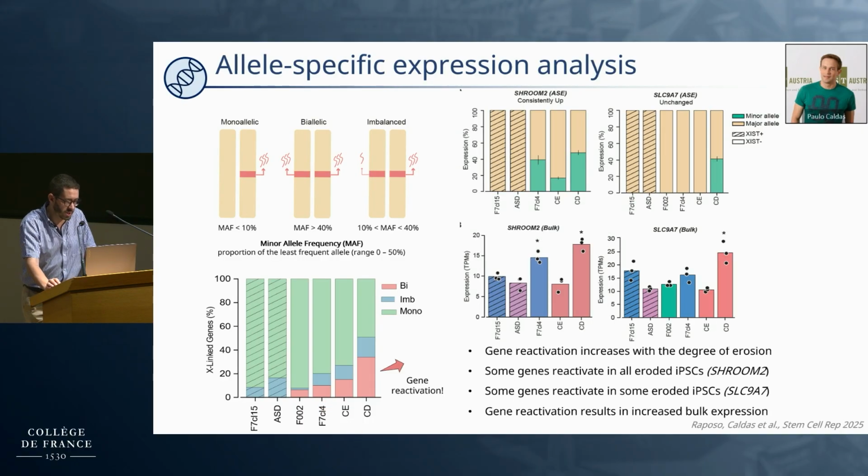Just to give some examples, here is the SHROOM2 gene that reactivates in all our eroded cells, but we also have examples like this SLC9A7 gene that is only eroded, sorry, more reactivated, in our most eroded cell line. And this actually makes sense with the global levels of these genes. If you reactivate, you tend to overexpress these genes in your cells.